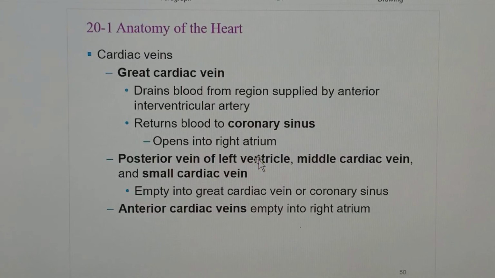Okay, there's a lot of stuff we're looking for. Cardiac veins. We have the great cardiac vein. It drains blood from the region supplied by the anterior interventricular artery. It returns blood to the coronary sinus, which opens into the right atrium. We discussed that a little bit already. The posterior vein of the left ventricle, the middle cardiac vein, and the small cardiac vein empty into the great cardiac vein or the coronary sinus. Anterior cardiac veins empty into the right atrium.